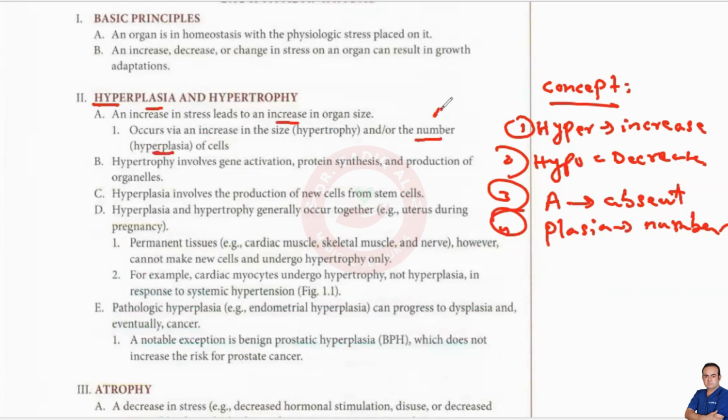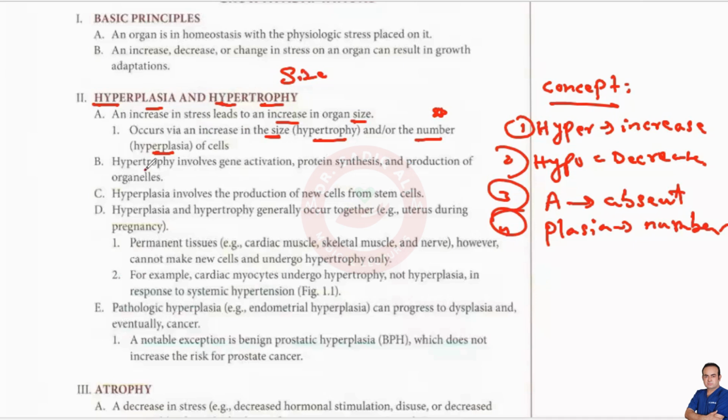If we are talking about the number, focus, we are dealing with hyperplasia, because plasia means number. But here you can focus: hyper means increase, trophy means size. If we are dealing with an increase in organ size, if we are dealing with the size, it means we are dealing with hypertrophy. Now, what is the simple definition of hyperplasia and hypertrophy? An increase in the number of a particular cell in the organ is hyperplasia, but an increase in the size of an organ is called hypertrophy.